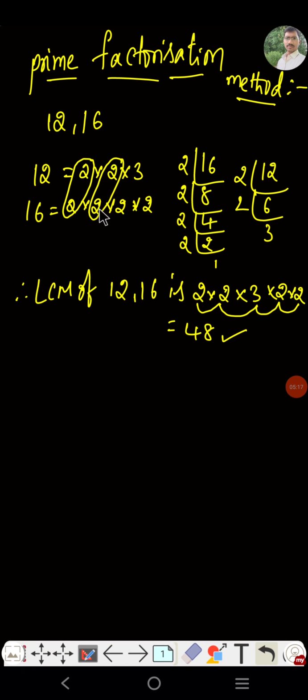See, first take the common factors. After that, we can take the extra factors. Now we'll discuss one more example to understand this.